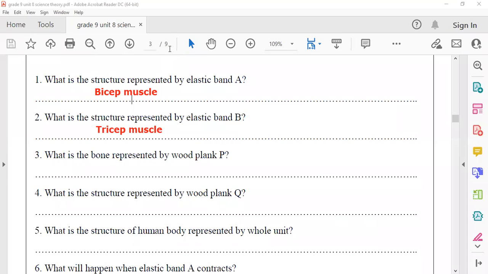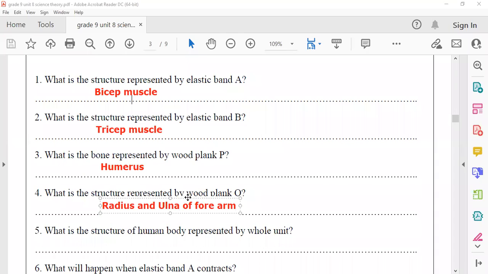What is the bone represented by the wood plank P? Upper arm. No, upper arm is not the word of bone. What is the bone? Humerus. What is the structure represented by wood plank Q? Forearm bones. Or you can say radius and ulna of forearm. Correct? Yes, sir.